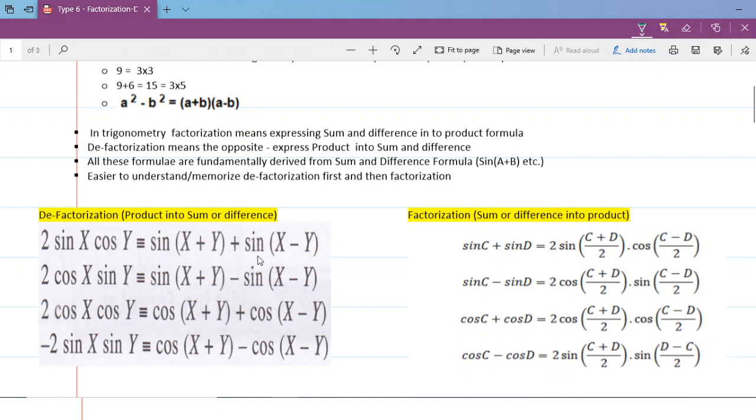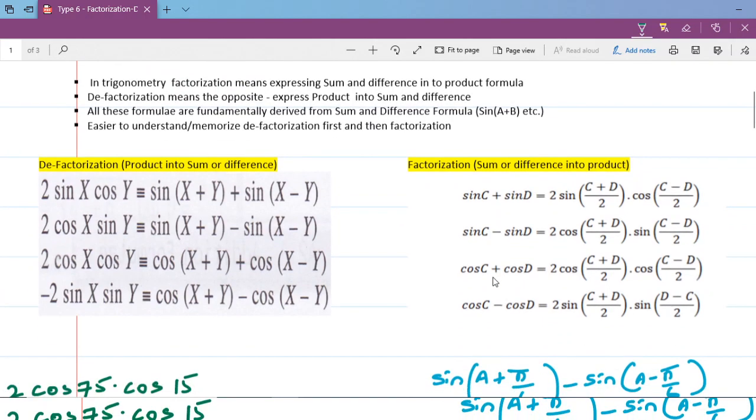Within the context of the syllabus and the formulas, we'll confine ourselves to sine and cosine. I don't even think that factorization, defactorization exists for tan and other functions. Or we have already seen tan A plus tan B in the earlier syllabus. Yeah, it does exist. Okay, so let's focus on this one.